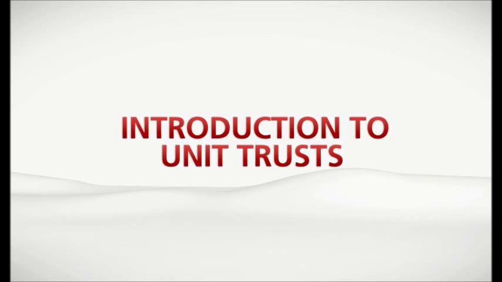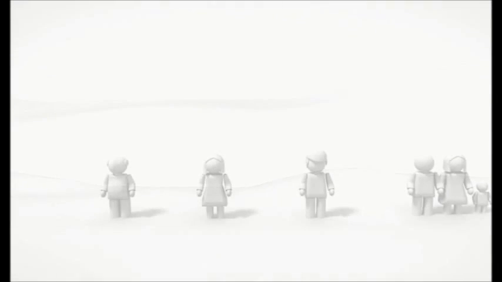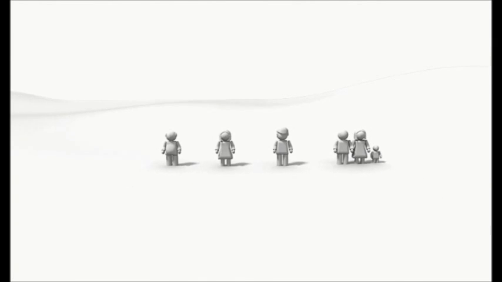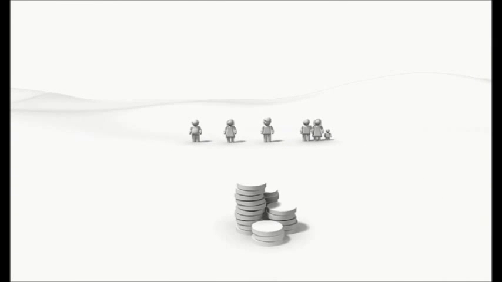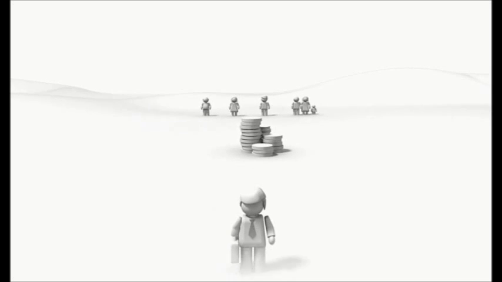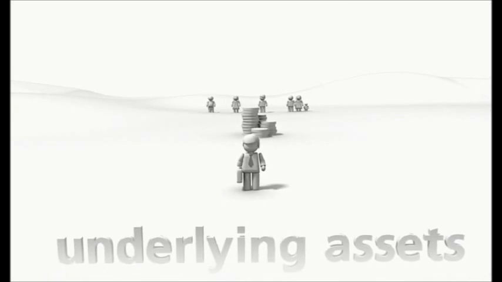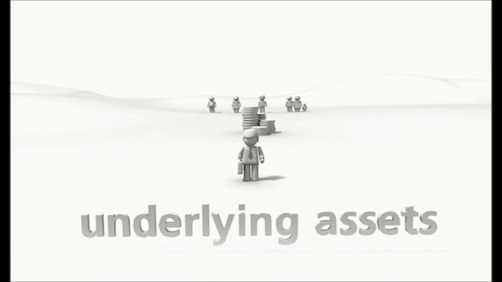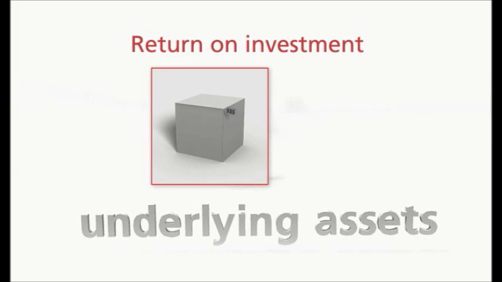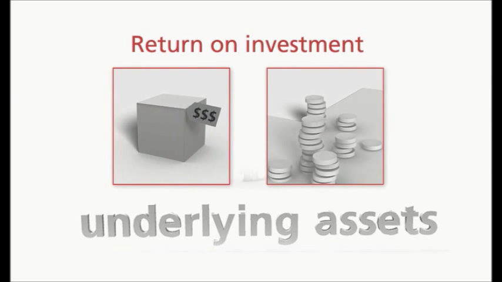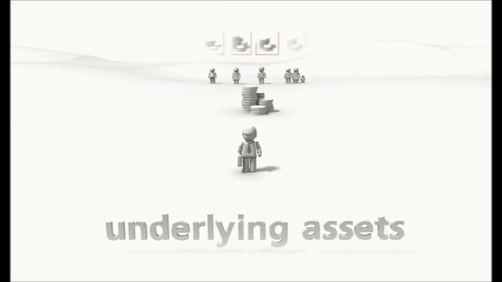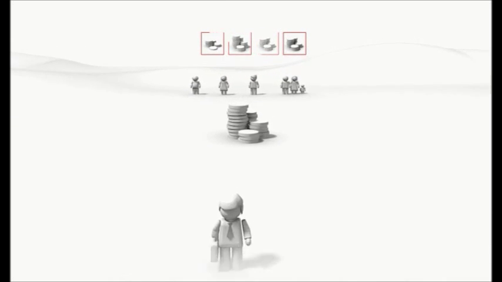A unit trust is a regulated investment vehicle that pulls together the money of many investors. A professional investment manager uses the pooled money to invest in a selection of underlying assets, according to the unit trust's investment objective. The underlying assets earn returns through capital growth, income, or both. These returns are shared among investors.